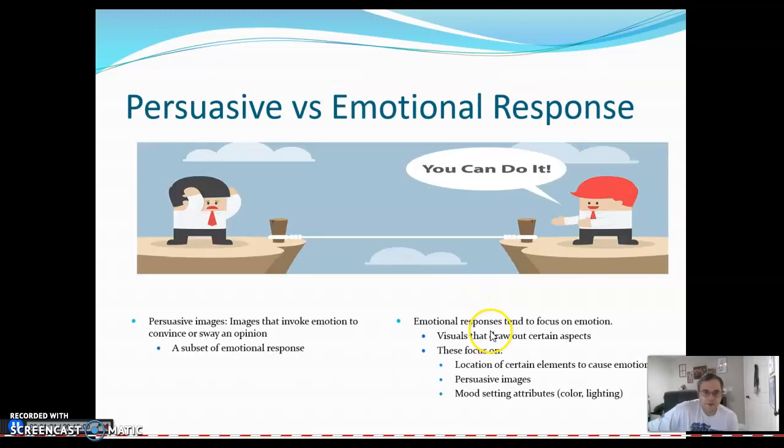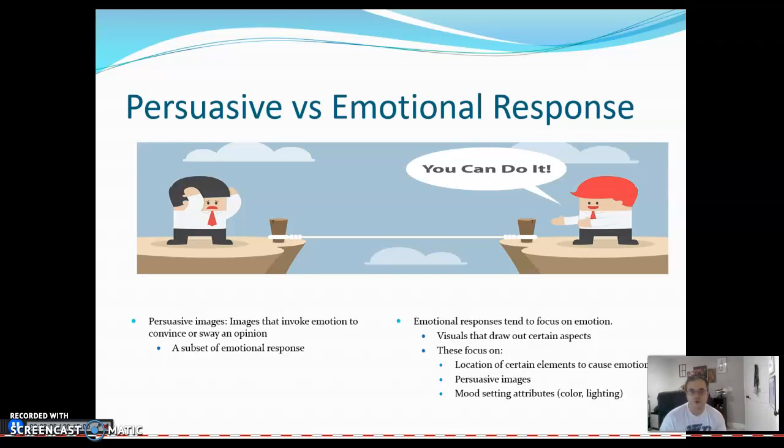Another thing I noticed is that some people are kind of confusing persuasive versus emotional responses sometimes. That's because a persuasive image is a subset of an emotional response. The emotional response tends to focus on emotion. These are visuals that draw out certain aspects of emotion that focus on the location of certain elements to cause emotions, and mood setting colors like color, lighting, attributes, and stuff. Persuasive images, such as we've been talking about, are just images that evoke emotion to convince or sway an opinion. And that's what they are specifically. They're a subset of the main core of emotional. I just saw that little confusion, so keep it in mind.